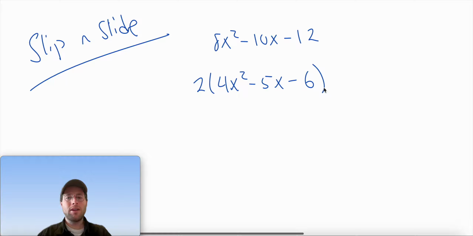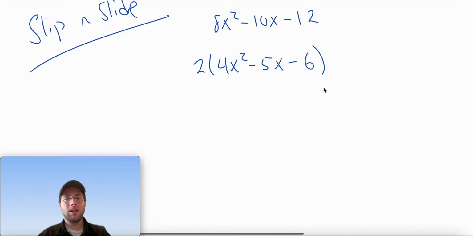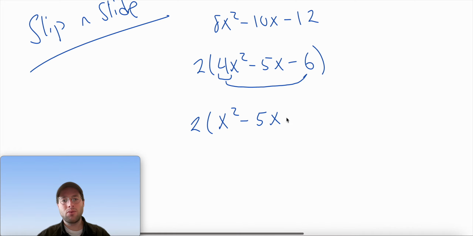And with the slip and slide method, what we're going to want to do is look at this coefficient here, the leading coefficient, and imagine slipping it over here to the very last term and multiplying them together. So when we do that, we're going to get 2, we're going to have x squared minus 5x, and then 4 times negative 6 will be negative 24.